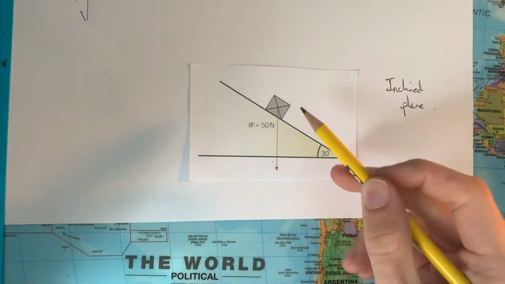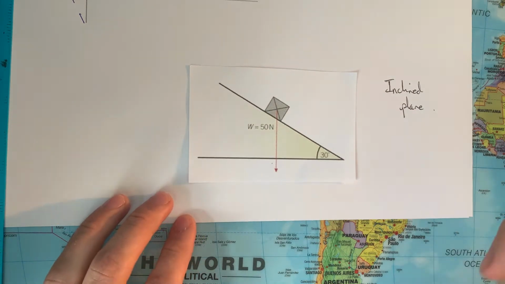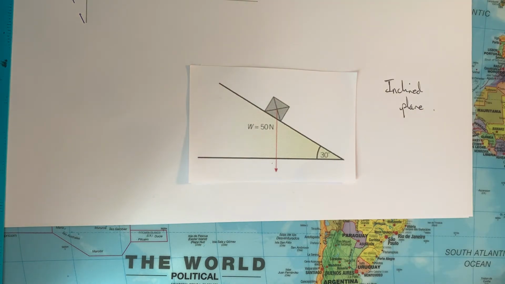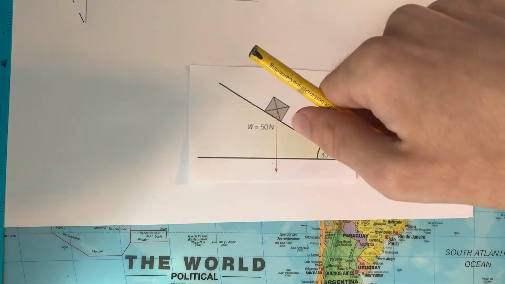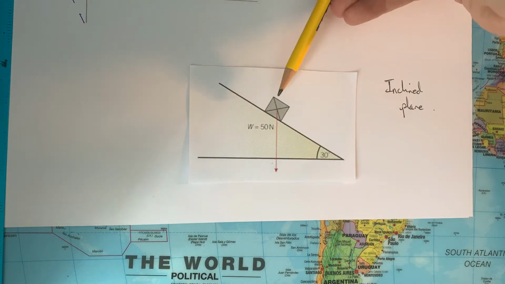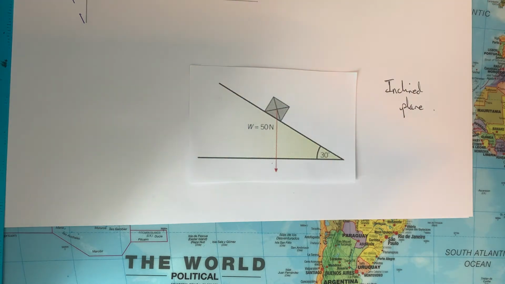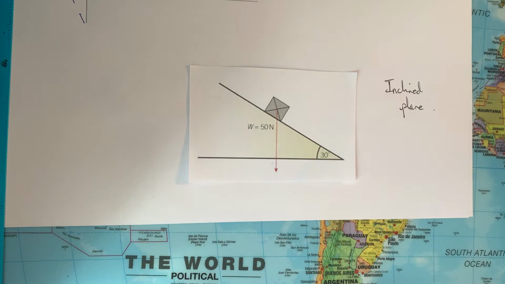So again, the weight we know acts vertically downwards towards the centre of the earth in every situation. But there is a component of the weight that acts parallel to the slope, or down the slope, and there is a component of that weight that acts perpendicular to the slope, or at right angles to the slope. And we want to be able to split up that force into those two components.